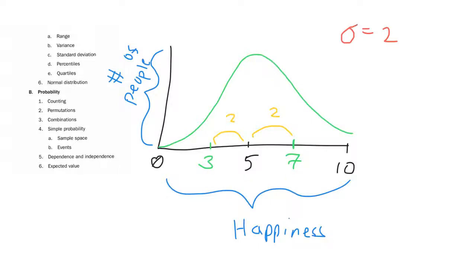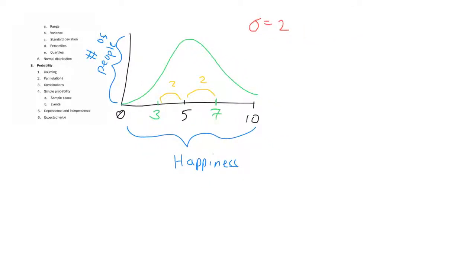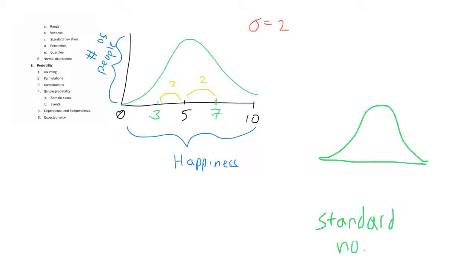Now, here's the thing. You might end up dealing with something called the standard normal distribution, where you essentially have another bell curve, and this is the standard normal distribution. I'll just write that down.